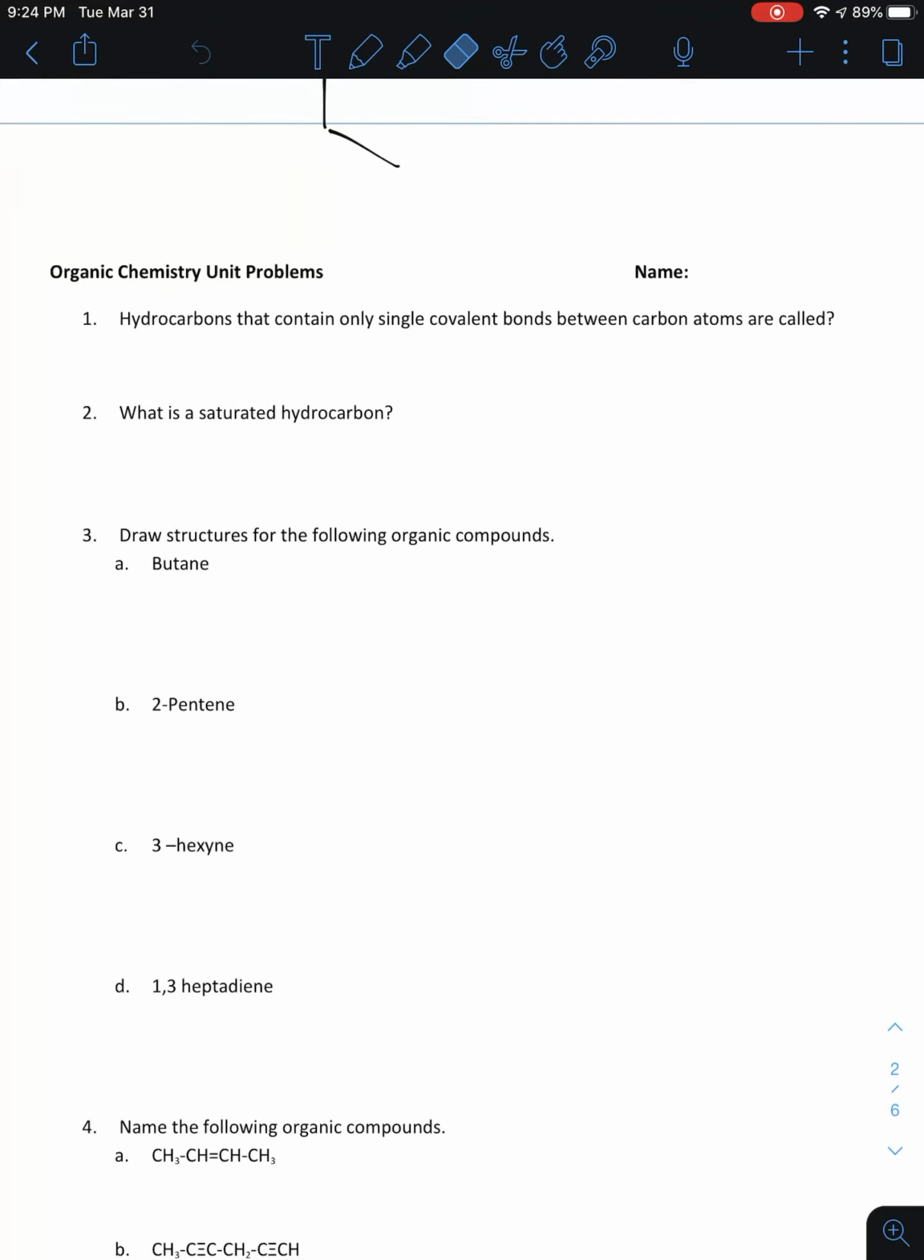So starting with number 1 here, it says hydrocarbons that contain single bonds, single covalent bonds, are called alkanes. This is the difference that we talked about between alkanes, which are single bonds, alkenes and alkynes. And so that's one thing you can look for to determine the difference.